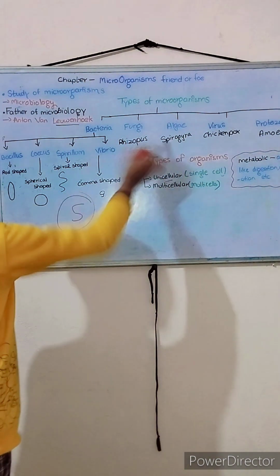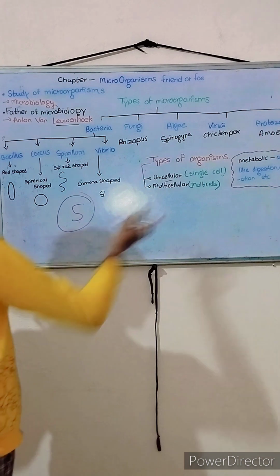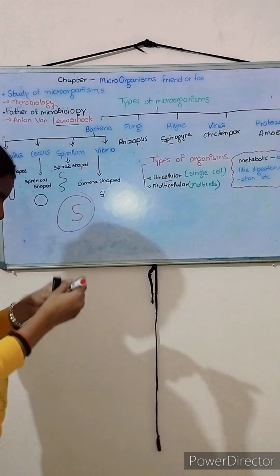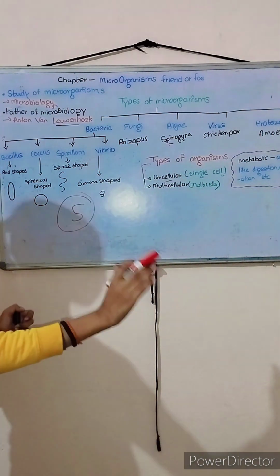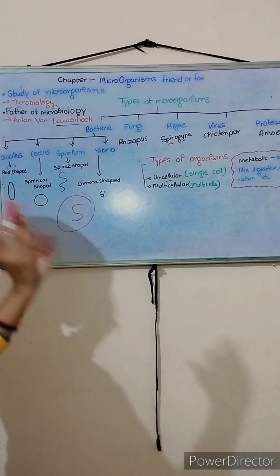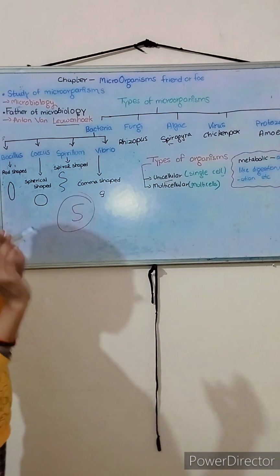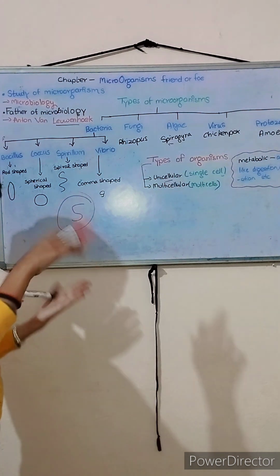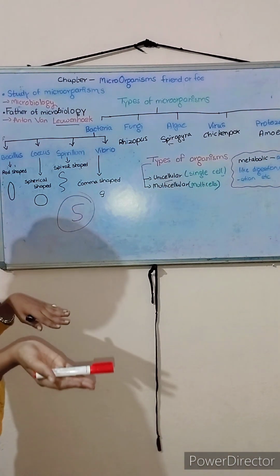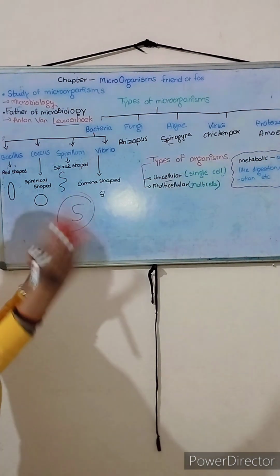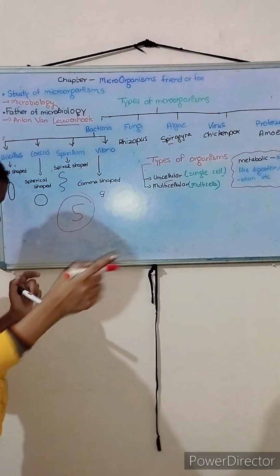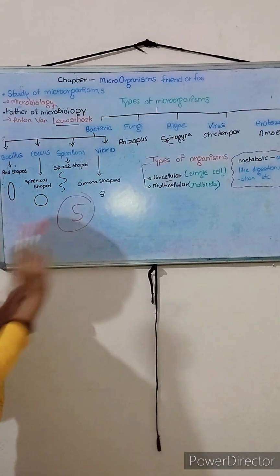Next is algae. Here we have an example of algae, Spirogyra. So what is algae? It is a group of microorganisms which are plant-like organisms, but they don't have a stem, leaf or root. They can be either multicellular or unicellular, and they are known as autotrophs.